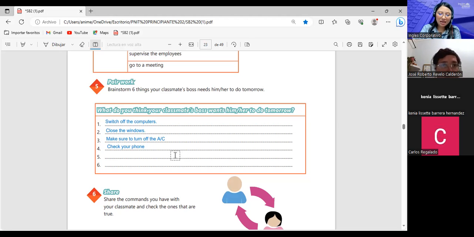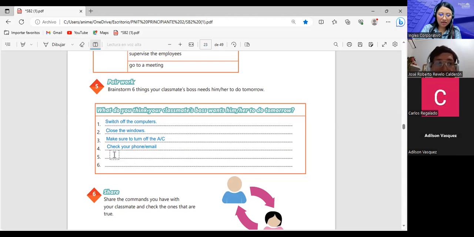So, check your phone. Well, or it can be check your email, right? Algunos nos piden estar pendientes del email. Check your email, check your phone. ¿Qué otra se les ocurre?